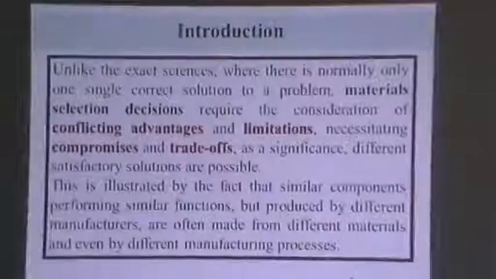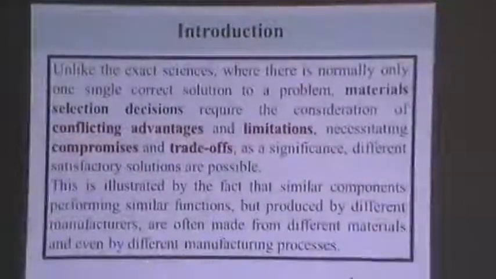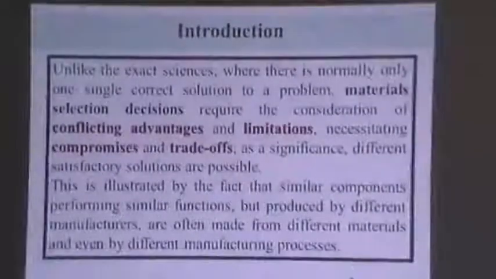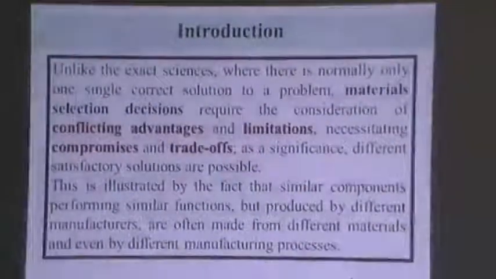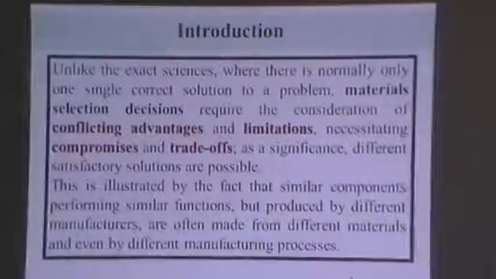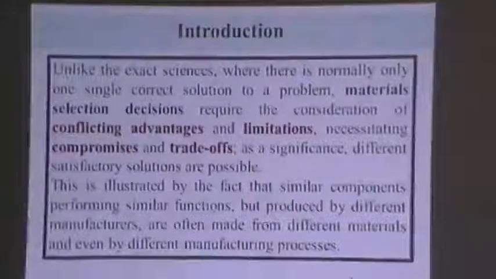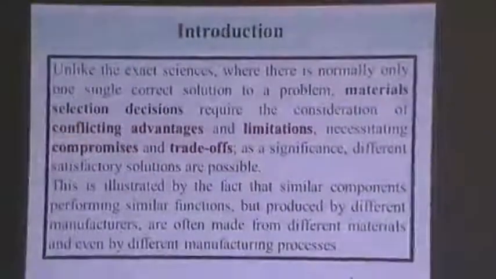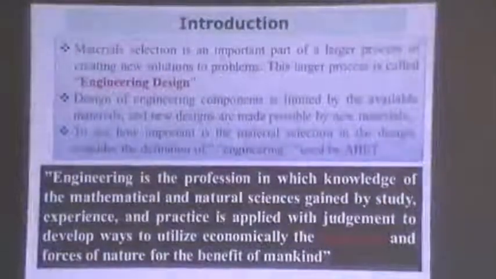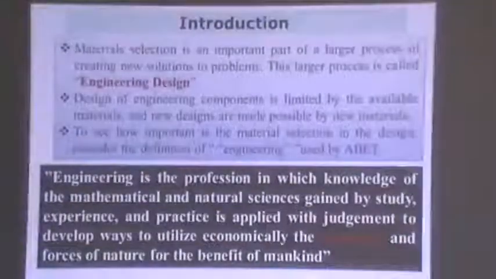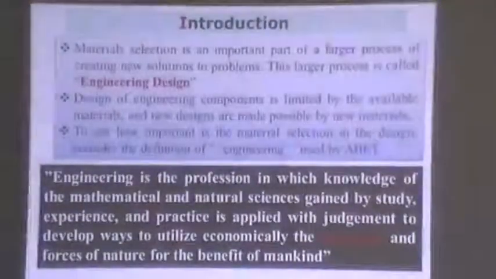Also, for example, when we talk about products or components, maybe similar components perform similar functions, but the product might be manufactured by different manufacturers or might be made from different materials and still do the same functions. The material selection process is an important part of the larger process of creating new solutions to the design problem. This large process is called engineering design.